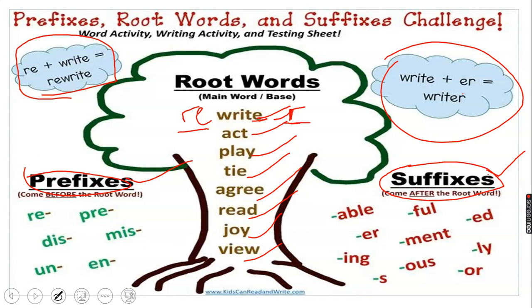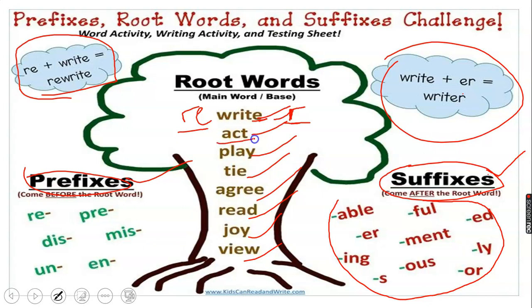Rewrite means to write something again. Writer is the one that writes that thing that is written down. Meanwhile, write is a verb, which means to put something down in black and white. You can see that there are three different meanings just by adding a suffix or prefix to the root word. The same thing applies to act, play, tie, agree, read, joy, and view. When we add any of these affixes to them, you find out that it becomes something else.